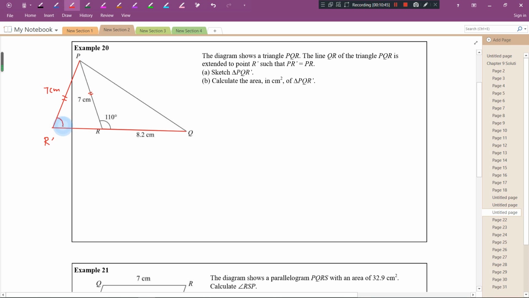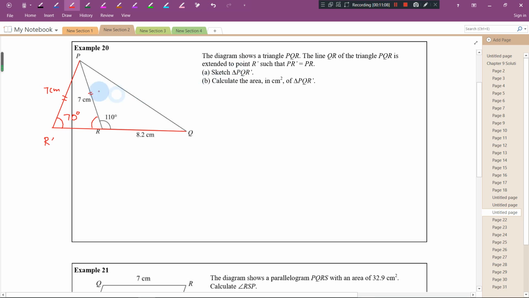And how about this angle? I hope that you remember this angle is equal to this angle, right? Because this is an isosceles triangle, and this is 110. We know here will be 70 degrees. So we need to show the teachers that the angle here is actually equal to 70 degrees. Okay, now let's go to part B.